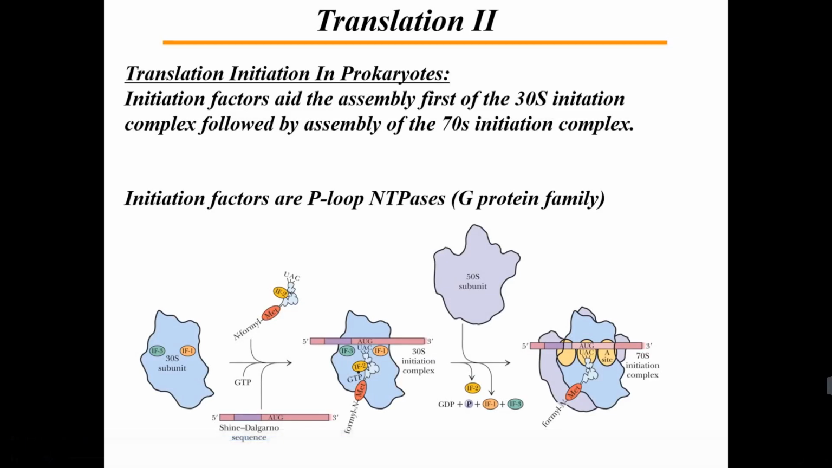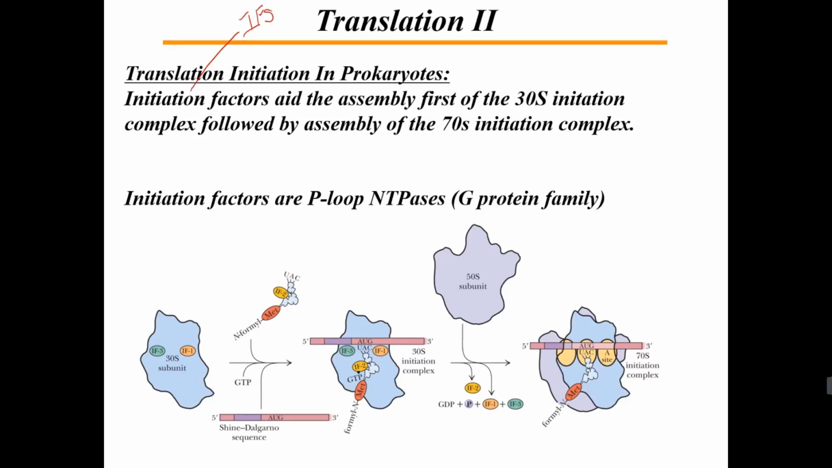So initiation in prokaryotic translation involves the use of initiation factors, and these initiation factors are typically called IFs, as you'll see in the figures. They are important because they aid in the assembly first of the 30S initiation complex and then of the final 70S initiation complex.